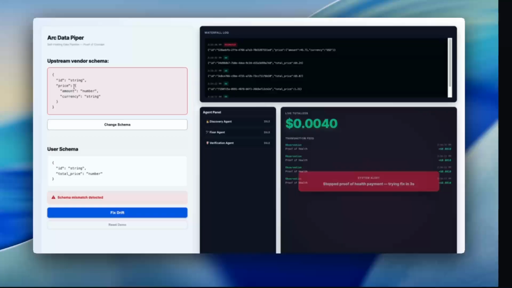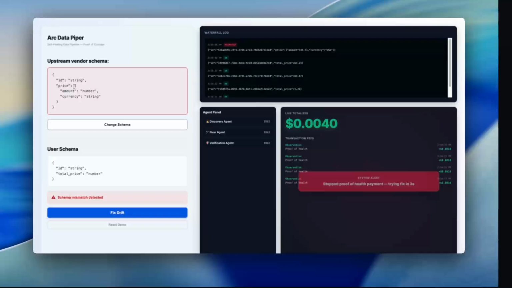What does this mean? In current scenarios, a vendor renames a column and your monitoring dashboard turns red. An alert pings a human engineer and the human costs $150 an hour. The downtime costs the company thousands per minute, and this is in general a very bad state for any user to be in. But look at ArcDataPiper.